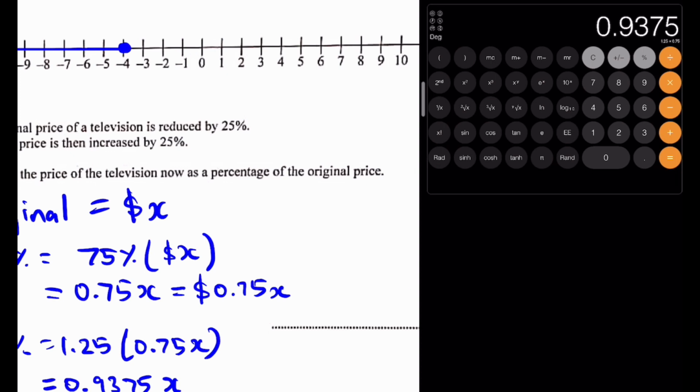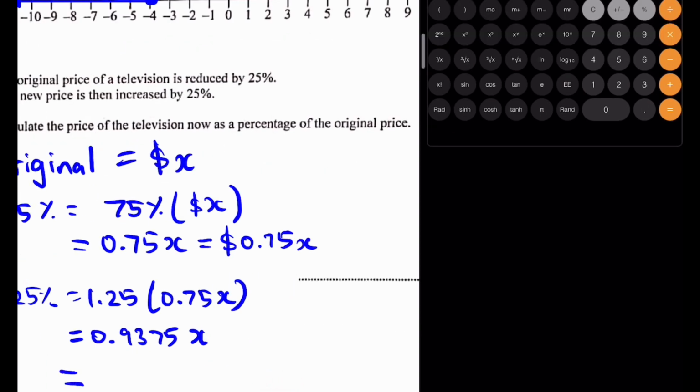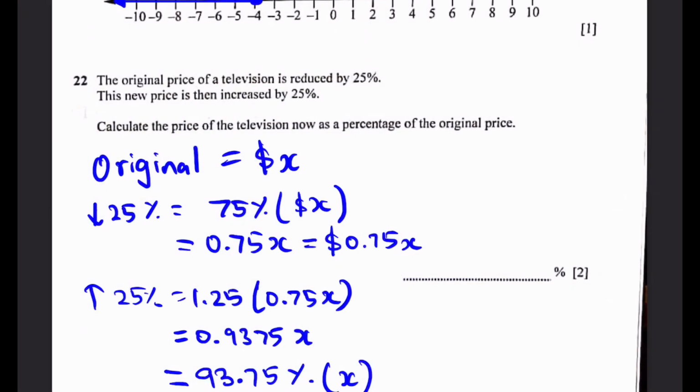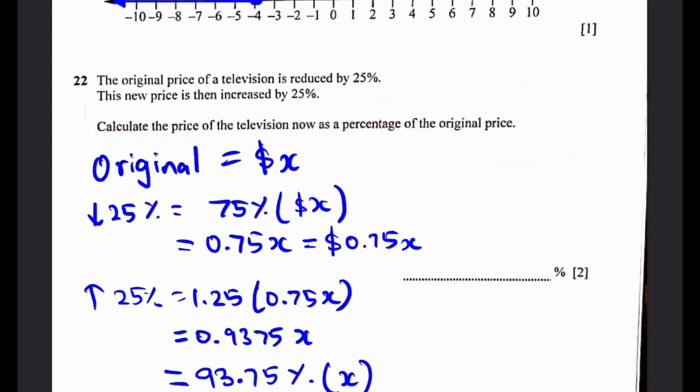And then if you want to convert 0.9375 into a percentage, we need to multiply by 100. It will be 93.75% of x. Let's take that out and read the question. Calculate the price of the television now as a percentage of the original price. We have got 93.75%. We've got the answer. Let's move to question 23.